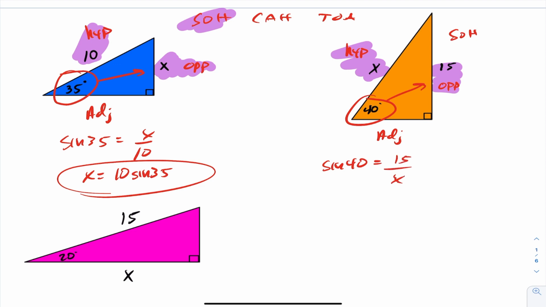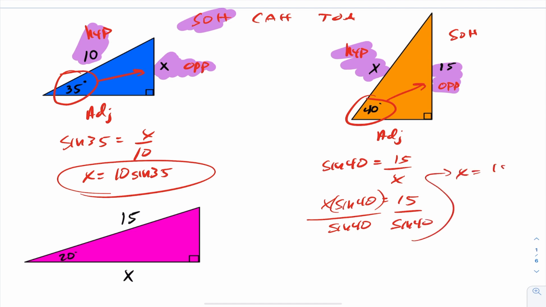I want to go ahead and solve for x. So just like we did previously, you're going to still have to multiply across by x. And then that sine of 40 is just one number, so we're going to have to divide across by the sine of 40 on both sides. And I get x equals 15 over the sine of 40. And again, I'll leave it in this form here. We've already evaluated that number when we previously did it.